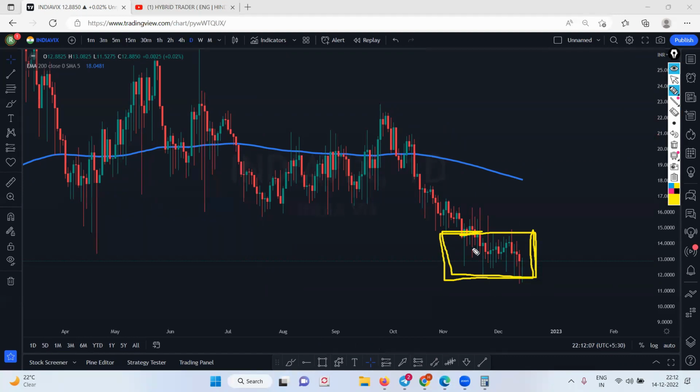Yeah, that's what I mean. This entire zone is only for directional trade. But VIX is not shooting up. That's the reason I've stopped going for the calendar.